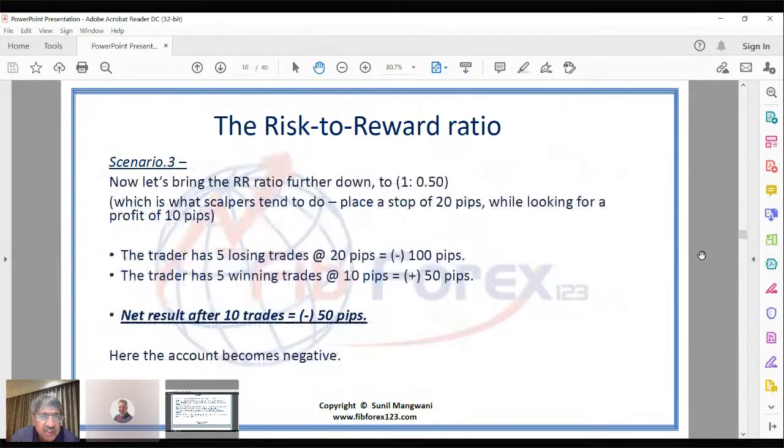Now, let's take this one step further. Let's bring the risk to reward ratio down to 1 is to 0.5, which is what scalpers tend to do. Intraday traders, short term traders. So they would probably place a stop of 20 pips while looking for a profit of 10 pips, maybe even 5 pips. They want to take small trades from the market and get out of the market.